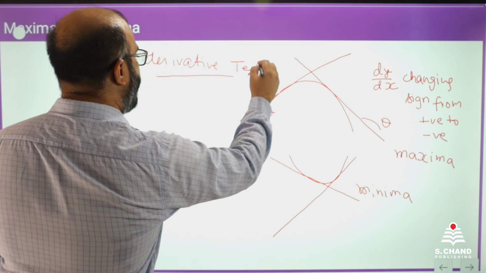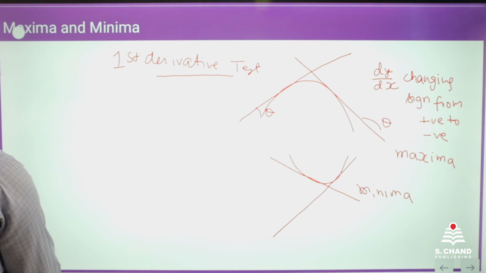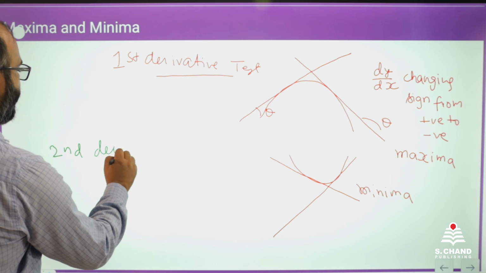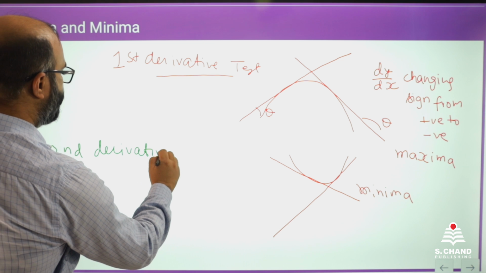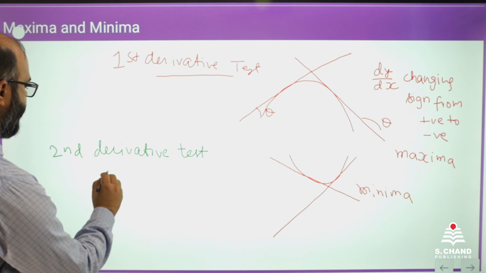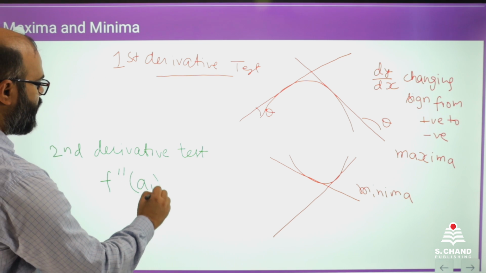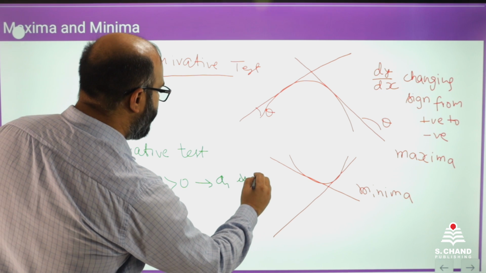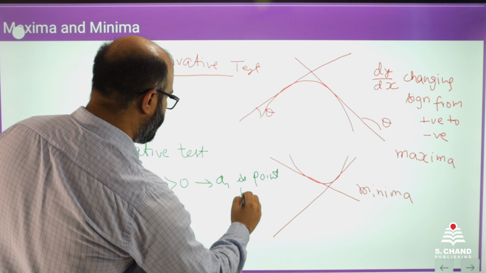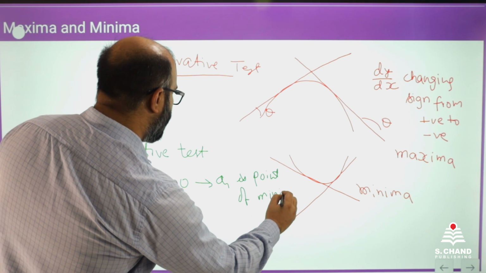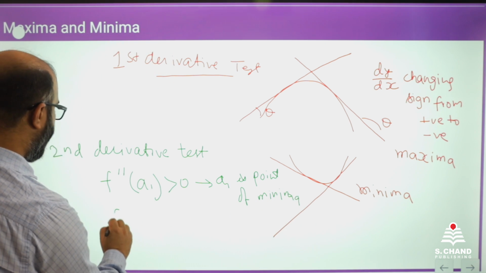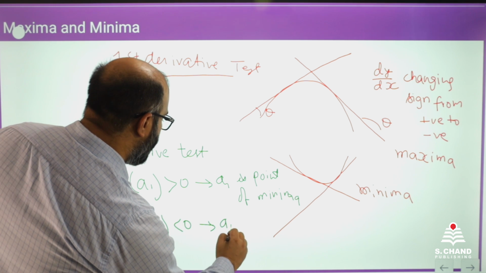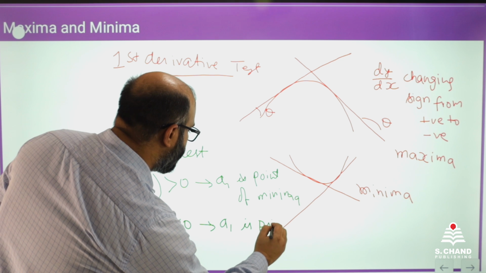What is the second derivative test? When we do the second derivative test, we find the second derivative of the function. And if the second derivative at a point a1 is greater than 0, then we say that a1 is a point of minima. And if we find the second derivative at a1 as negative, then a1 is a point of maxima.